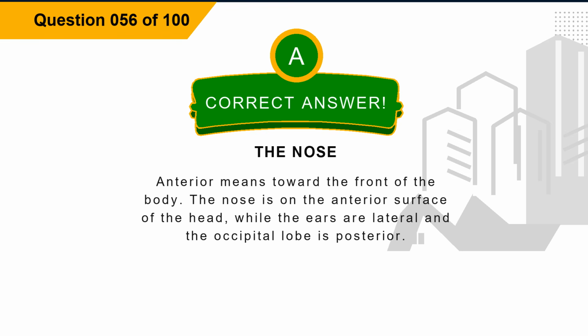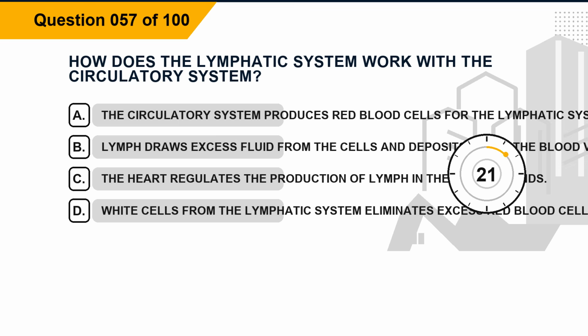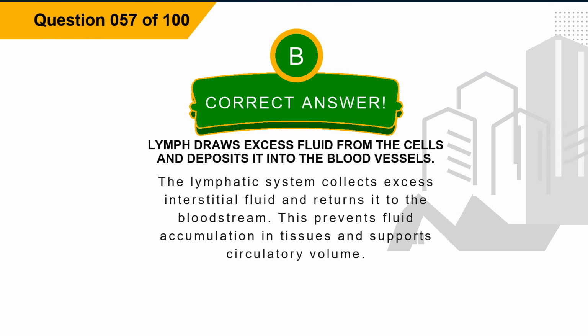posterior. Question 57. How does the lymphatic system work with the circulatory system? Option A, the circulatory system produces red blood cells for the lymphatic system. Option B, lymph draws excess fluid from the cells and deposits it into the blood vessels. Option C, the heart regulates the production of lymph in the lymph glands. Option D, white cells from the lymphatic system eliminate excess red blood cells. The correct answer is option B, lymph draws excess fluid from the cells and deposits it into the blood vessels. Explanation: the lymphatic system collects excess interstitial fluid and returns it to the bloodstream. This prevents fluid accumulation in tissues and supports circulatory volume.